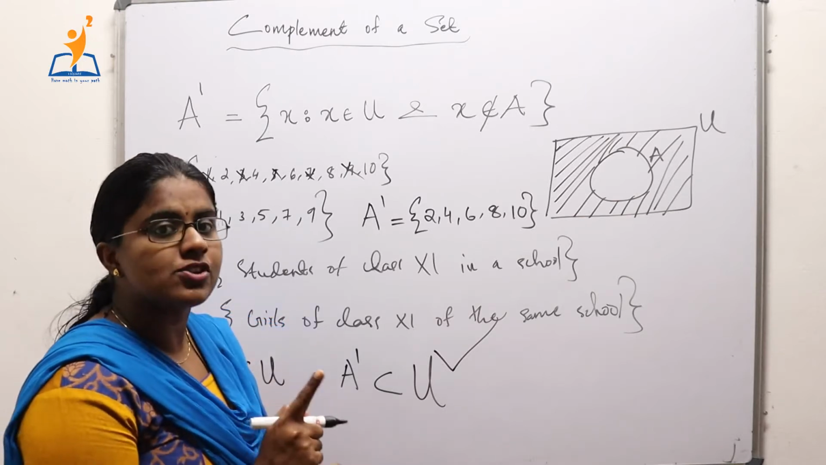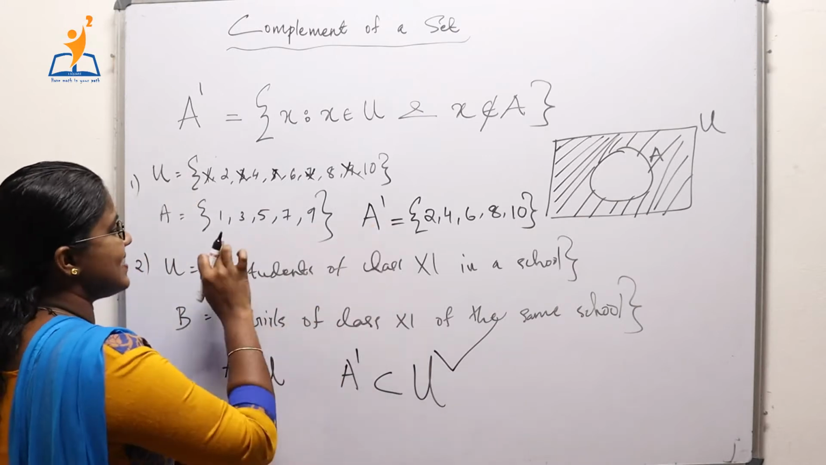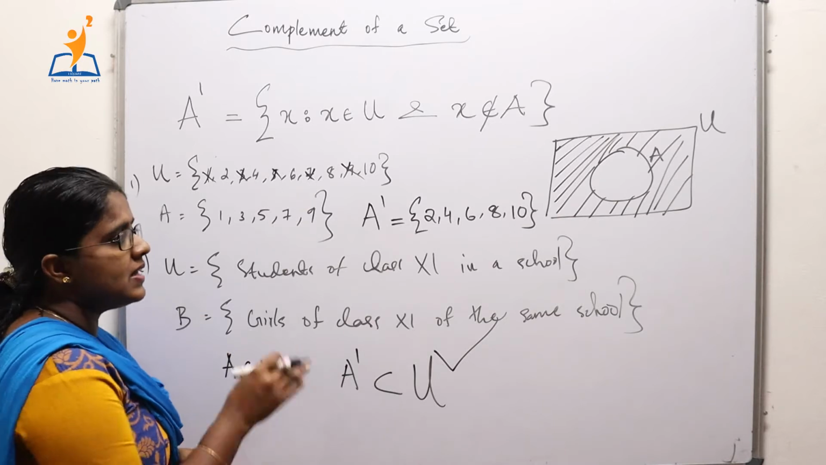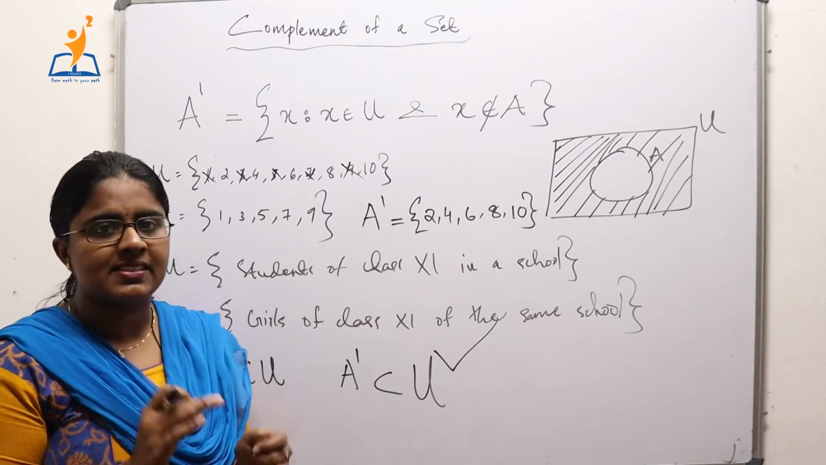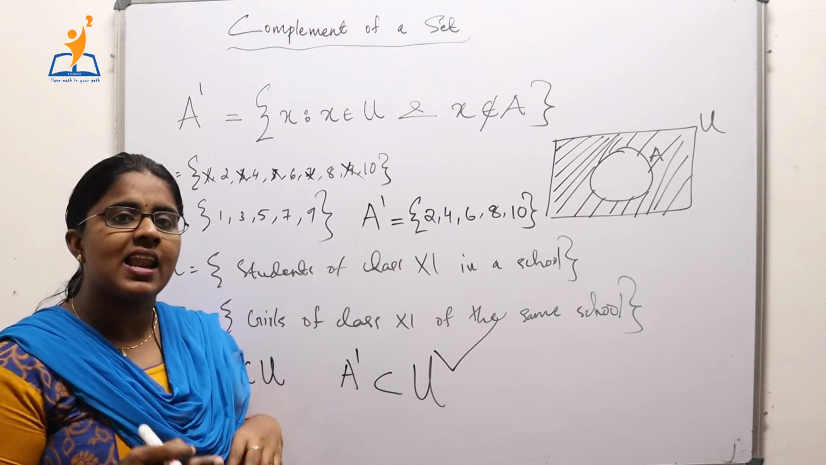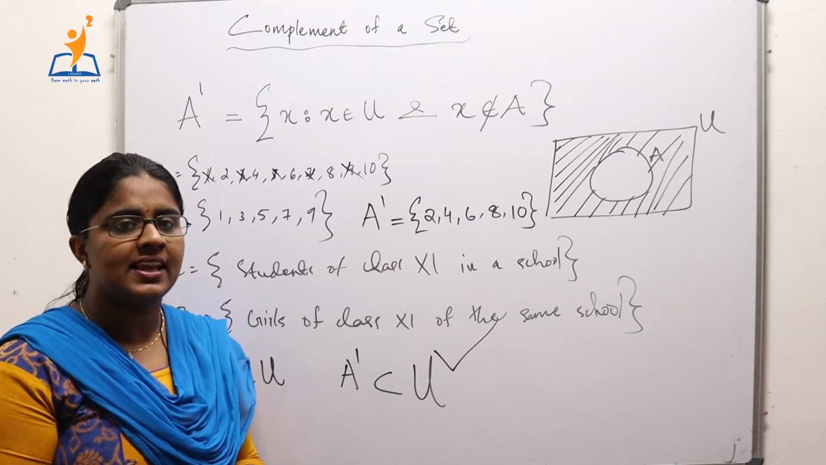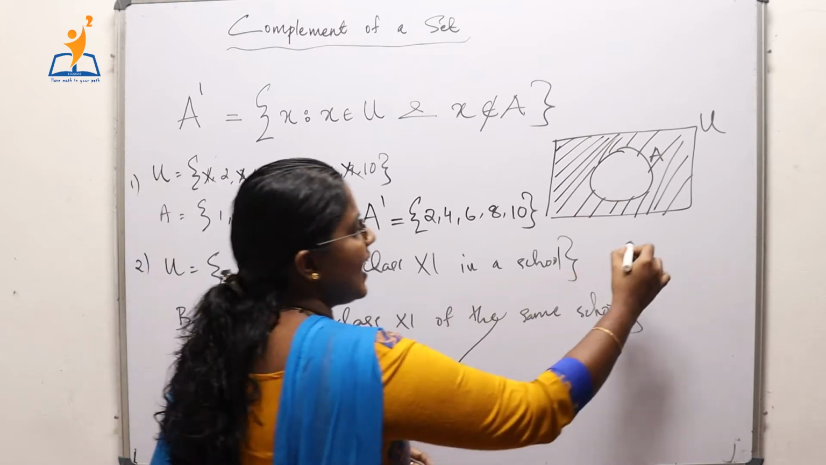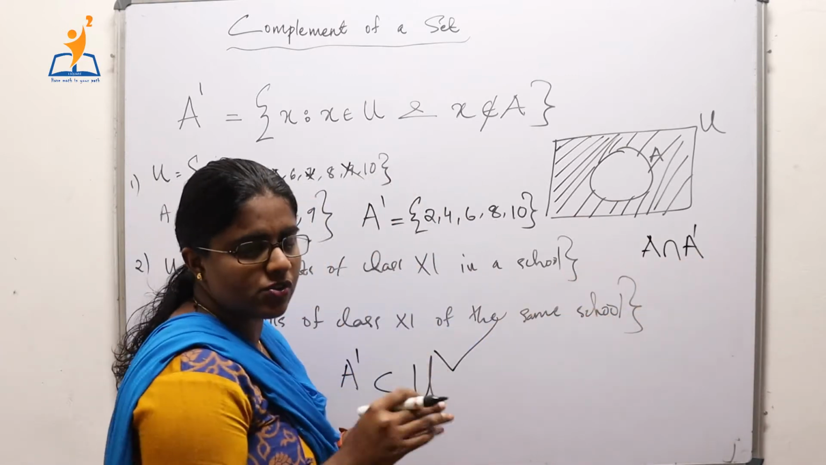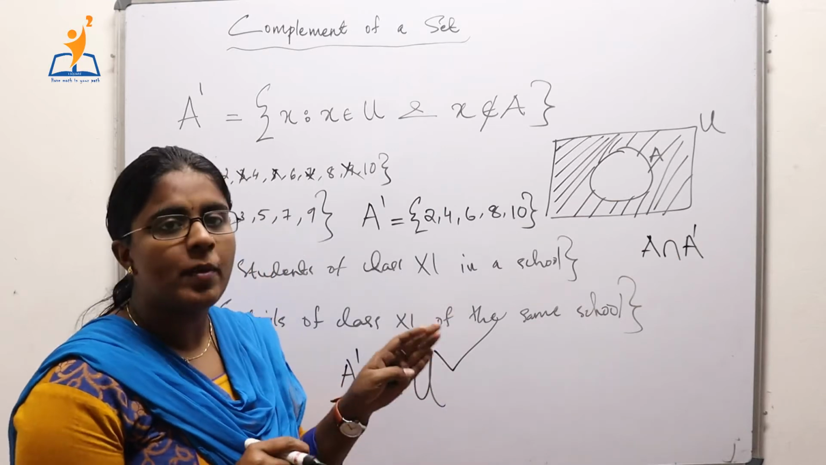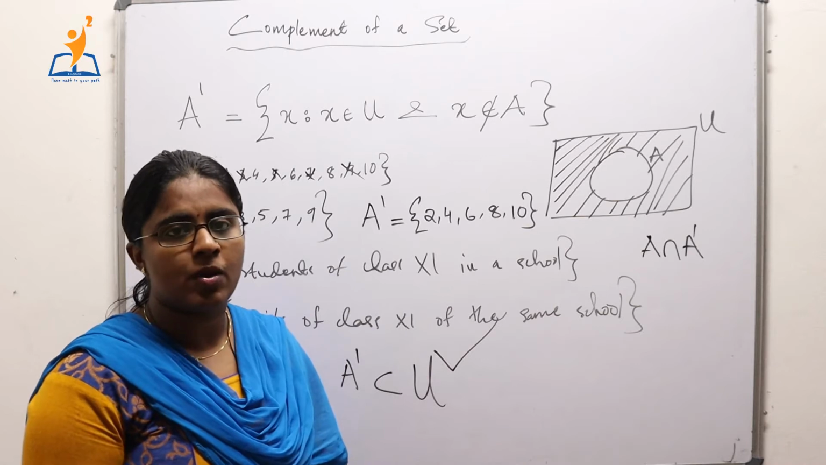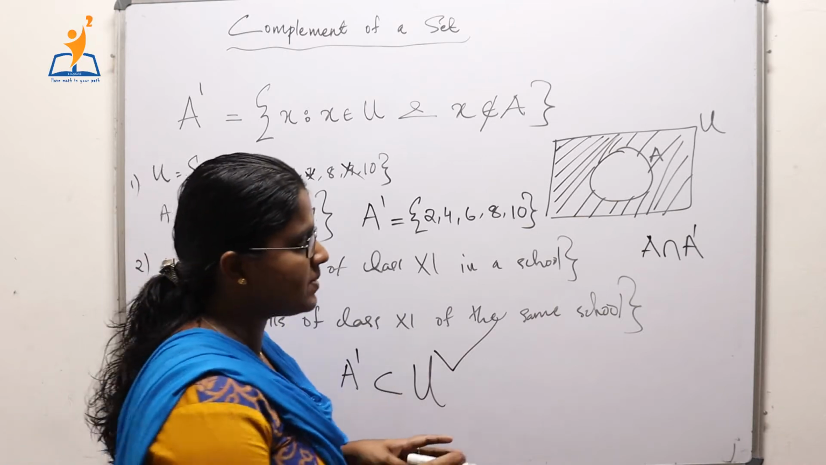And one more thing to remember, look into these sets A and A complement. Are they disjoint or not? Simply we can say that they are disjoint because A complement contains the elements which are not present in A, which means their intersection, that means the elements which are common to them, which are present in both A and A complement, is simply empty.